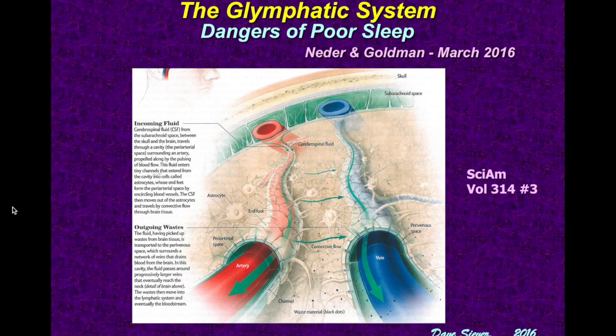developing Alzheimer's disease or chronic traumatic encephalopathy? This was discovered a few years ago, and it's called the glymphatic system. So think of glia and lymphatic. Now, glia are made up of astrocytes, oligodendrocytes, and microglia.